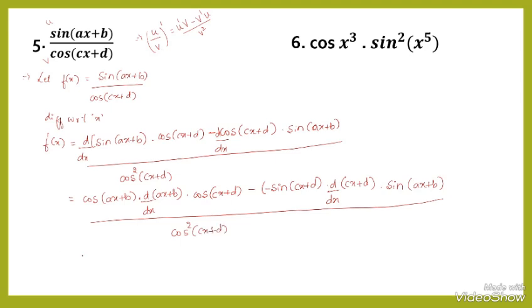Now I will write here cos of ax plus b into the differentiation of ax plus b. Differentiation of a, keep it as a constant, and differentiation of x will be 1. Again b will be constant, into cos of cx plus d, minus into minus it becomes plus sine of cx plus d into the differentiation of cx plus d, which will be c.